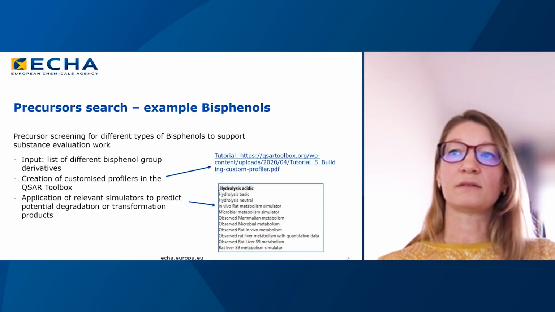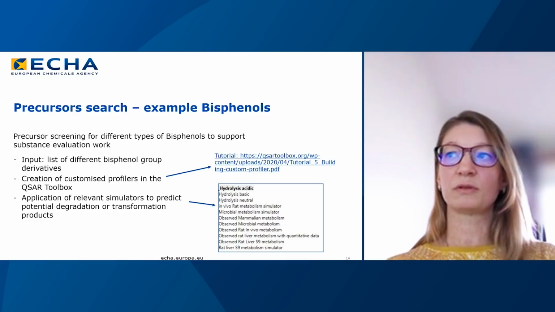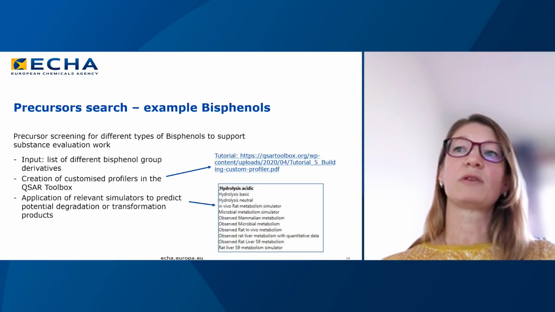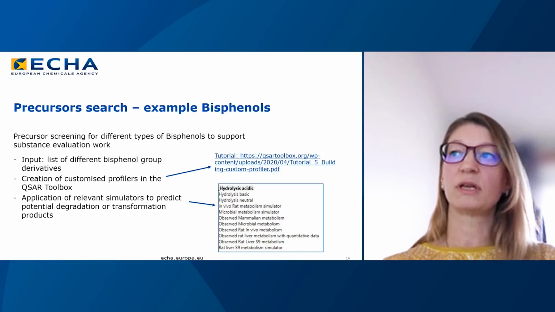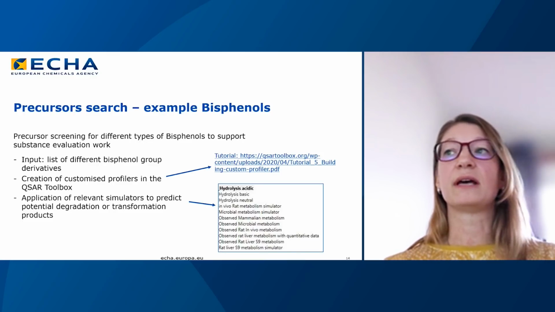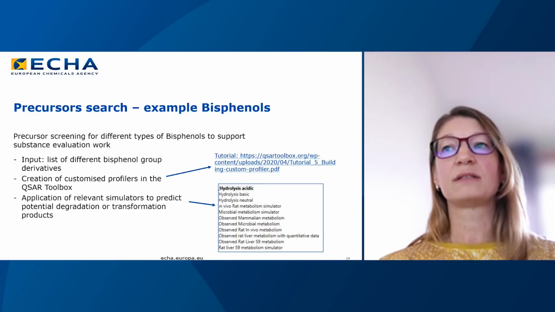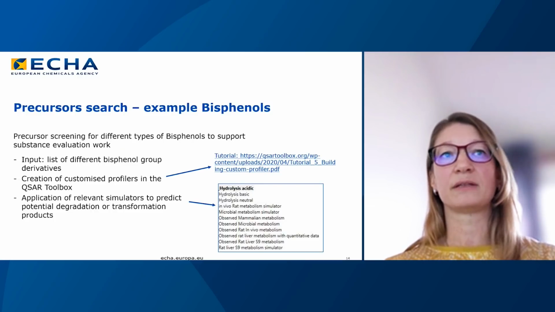In this case, we did precursor screening for different types of bisphenols to support substance evaluation work. Starting points were lists of different bisphenol group derivatives. We created customized profilers in the QSAR toolbox, which utilize the metabolism simulators. If you are interested in how to do such customized profilers, I recommend reading the tutorial under the link given in the slide.